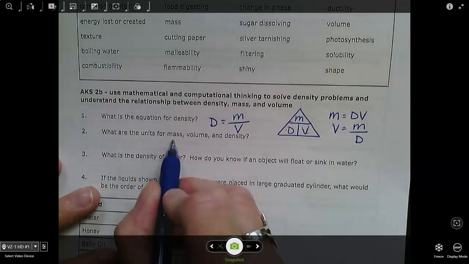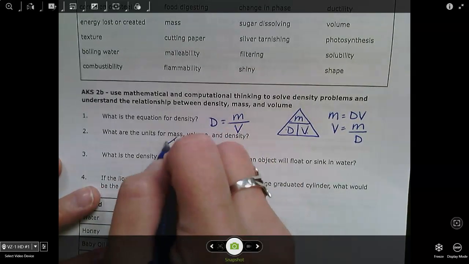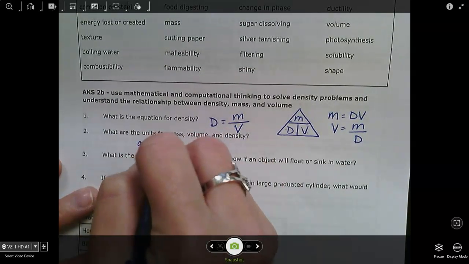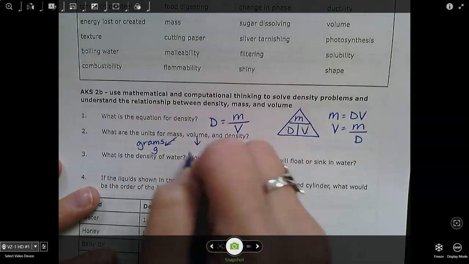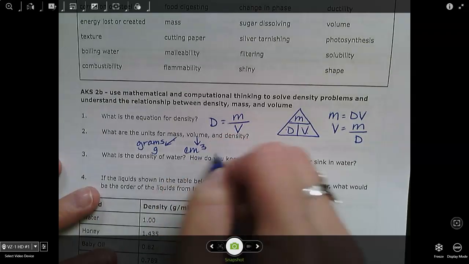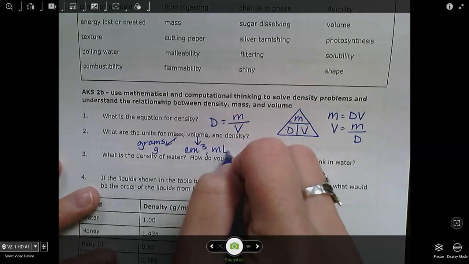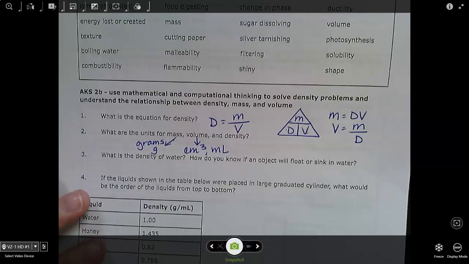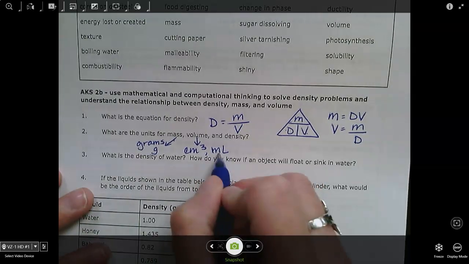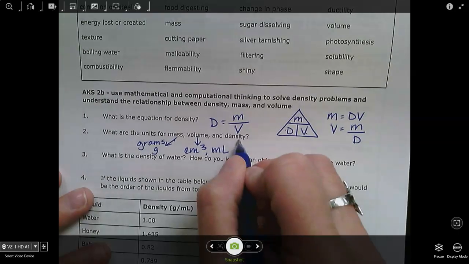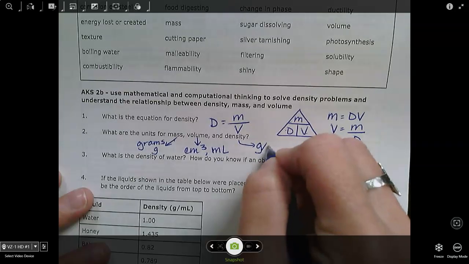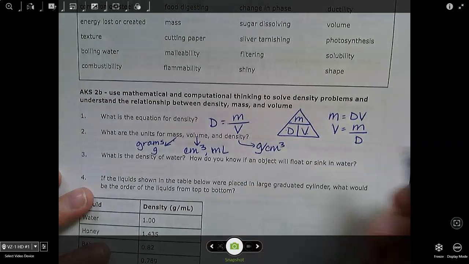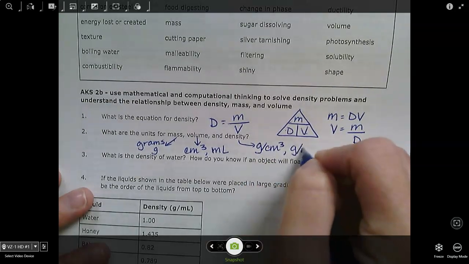Units. What are the units for mass, volume, and density? Mass is measured in grams, which of course is g. Volume can either be cubic centimeters or milliliters, depending on whether you've measured three sides and multiplied to get the volume, or you are using a graduated cylinder. And then density, since it is mass over volume, it is grams per cubic centimeter or grams per milliliter.